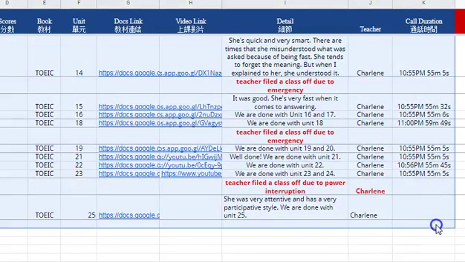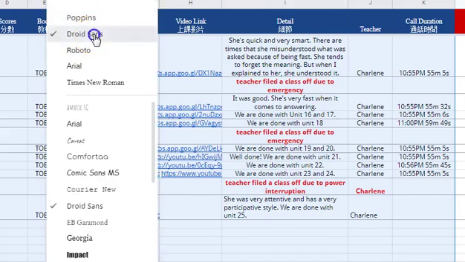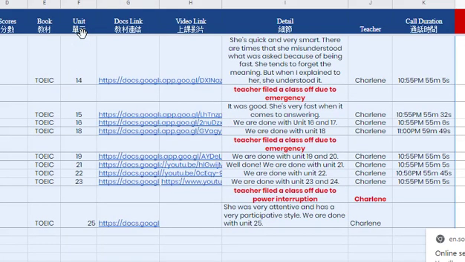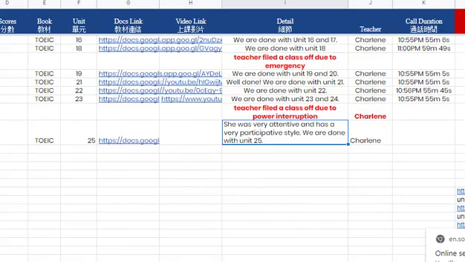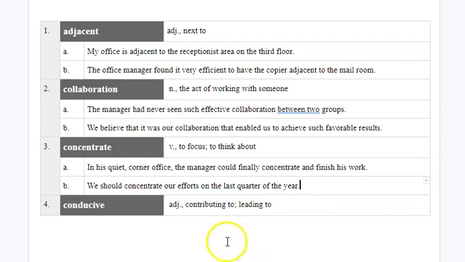Collaboration, now, the act of working with someone. The manager had never seen such effective collaboration between two groups. We believe that it was our collaboration that enabled us to achieve some favorable results. Favorable. Very good.